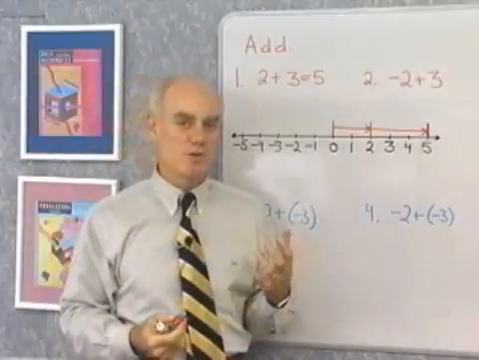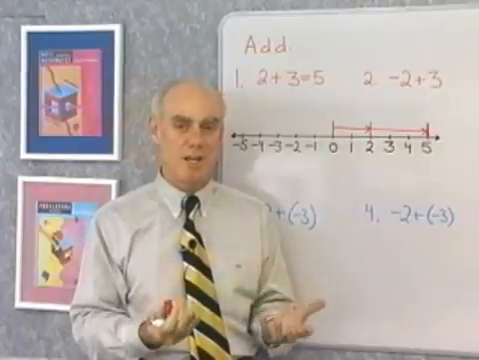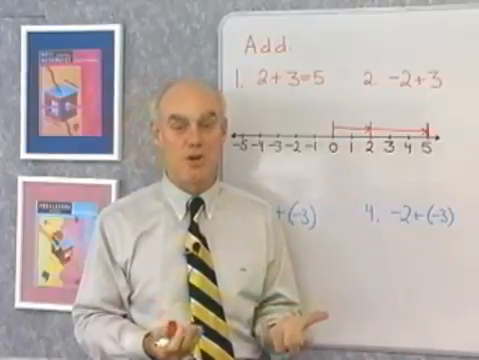So we already knew that 2 plus 3 was equal to 5, but I just want to show you that by using this number line, we get answers that are consistent with the answers we already know are correct.